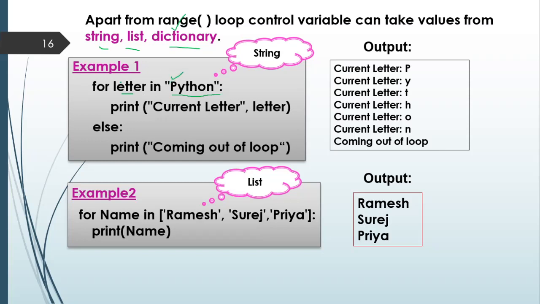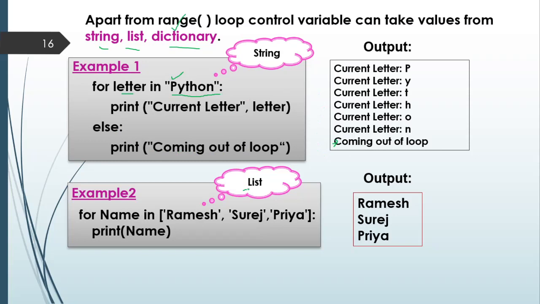So first letter will contain the character P. The output will be current letter P. After that, for the next iteration, the value will be Y. The output will be current letter Y. After that, T, current letter T, current letter H, O, N, and after the characters are finished, the else part will be executed and the output coming out of the loop is also displayed.